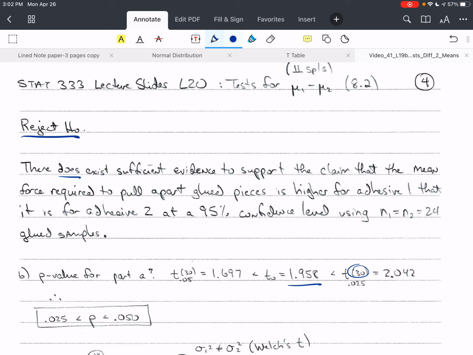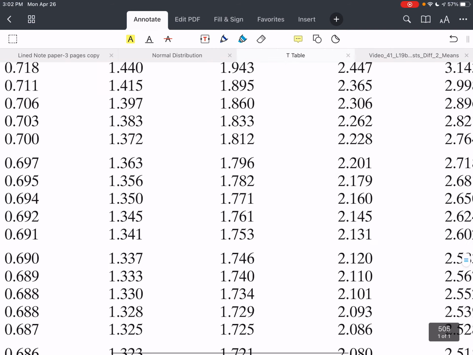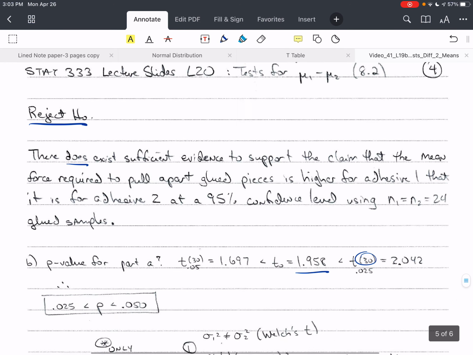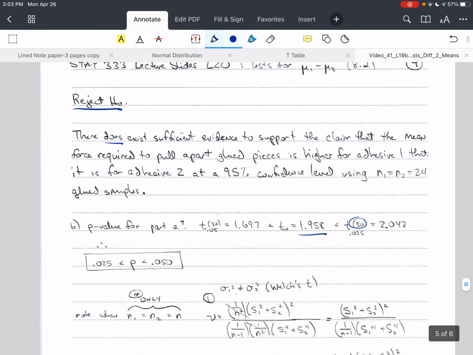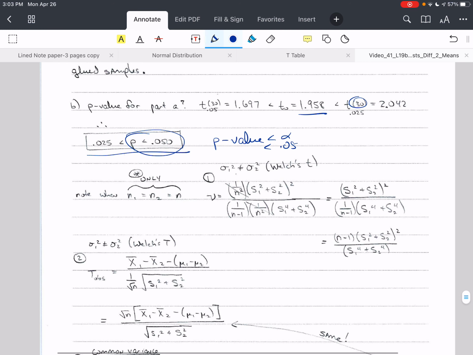So we're between 2.042 and 1.697. Okay. And so again, we have a p-value here. And so if we were using the p-value method, we would still reject H naught because p-value is less than alpha. And this is 0.05. And it says right here that p is less than 0.05. So reject H naught.